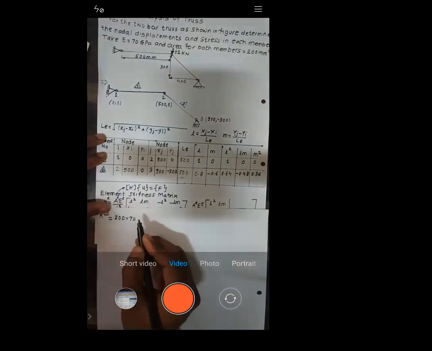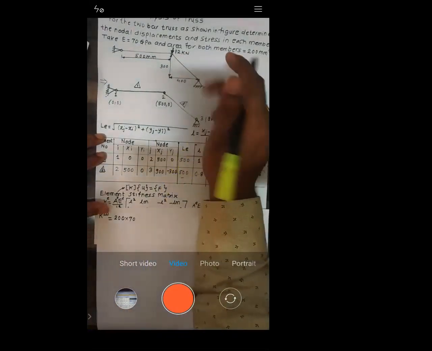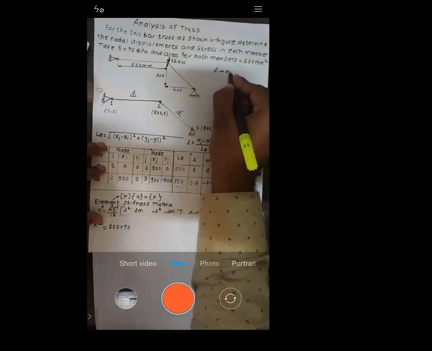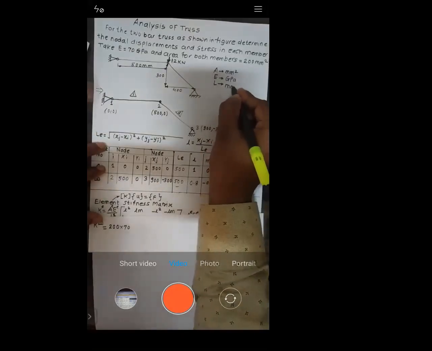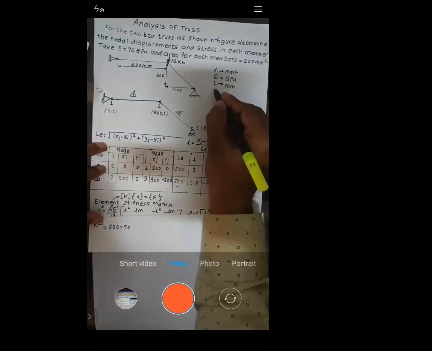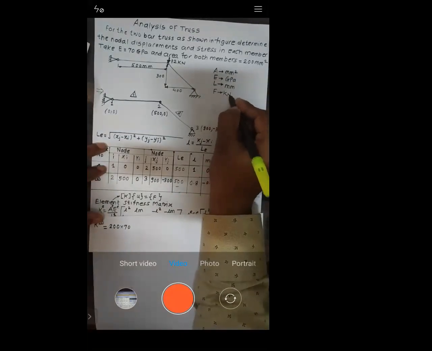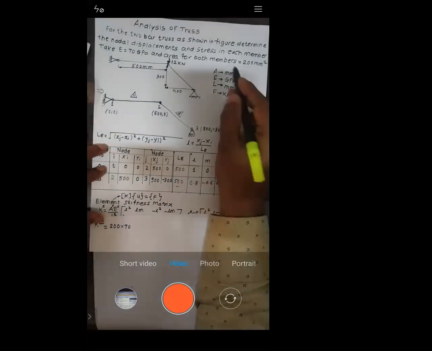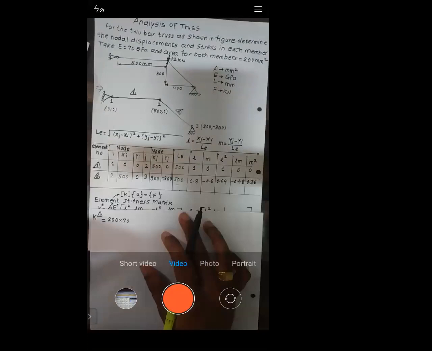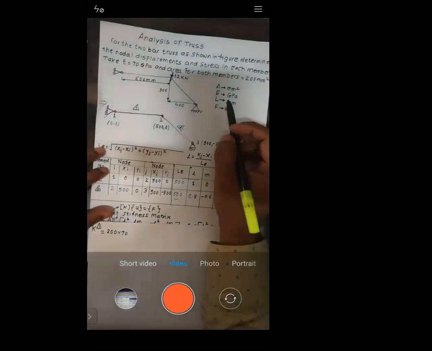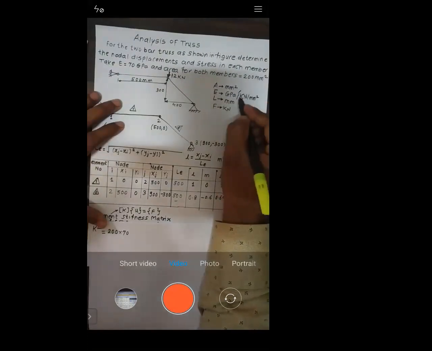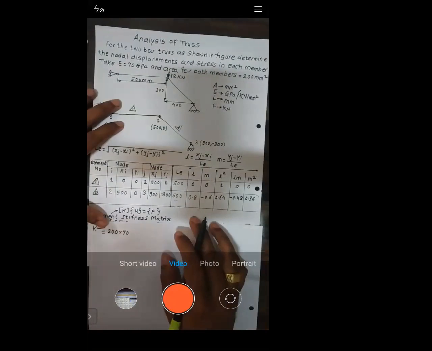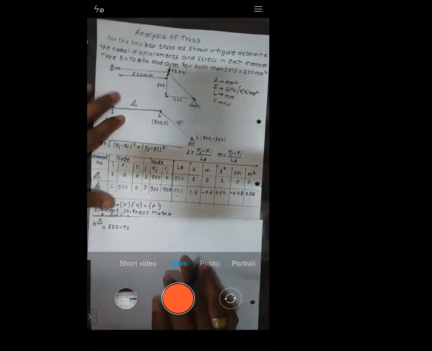Let me clear this. Area is in mm square, E is in pascal, lengths are in mm, and whatever force is applied is in kilonewton. So there is no need of any unit conversion. Gigapascal is itself kilonewton per mm square. What is the meaning of gigapascal? It is kilonewton per mm square. So no unit conversion is required. Is it okay?